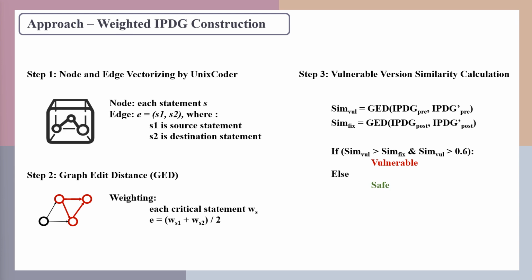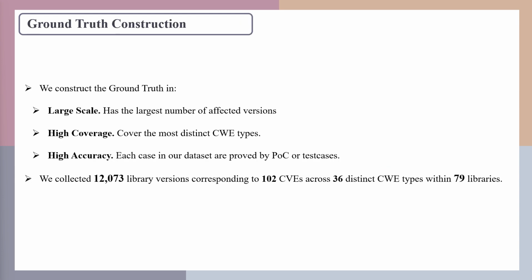Finally, it uses graph edit distance to calculate the similarity of IPDGs. If the vulnerability signature similarity is greater than the patch signature similarity, while the similarity of the vulnerability signature is greater than 0.6, the target version is vulnerable. Otherwise, it is the safe version.